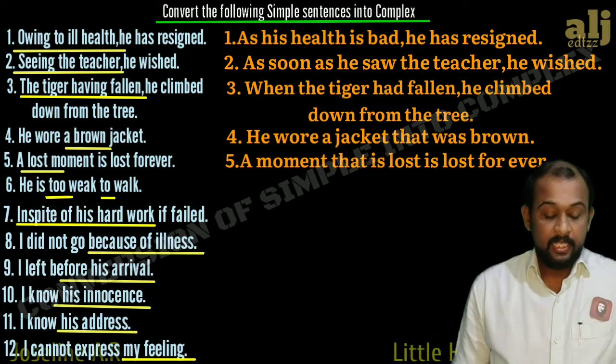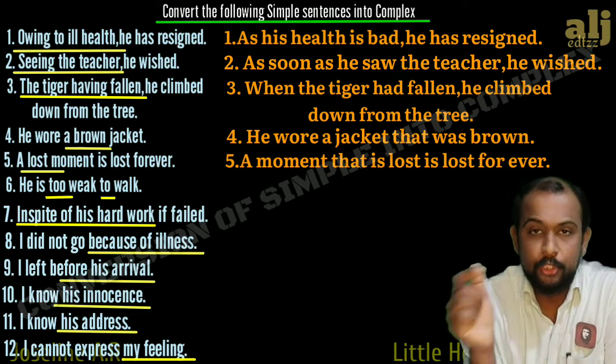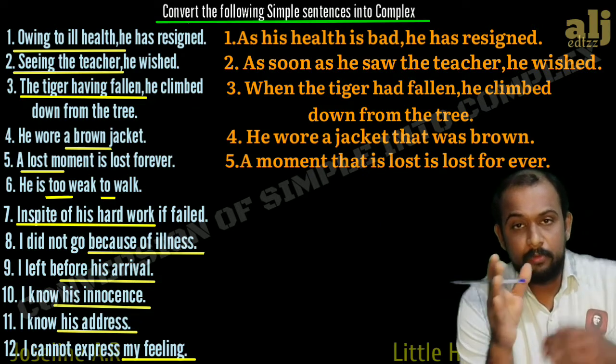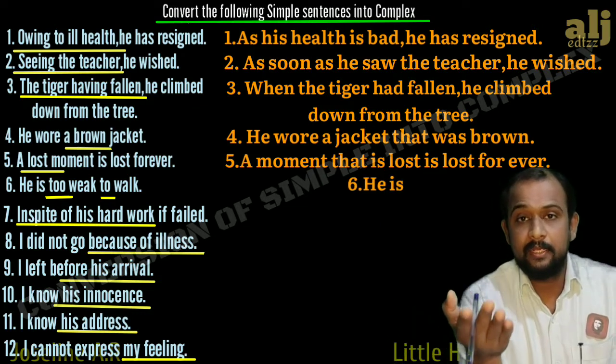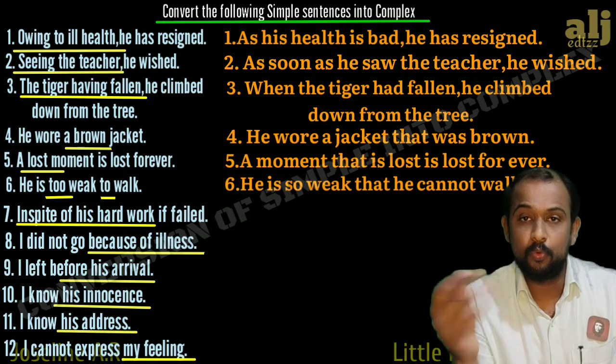Next. He is too weak to walk. When the sentence has too and to, when the simple sentence is in the form of too and to, it's very simple. He is so weak that he cannot walk. See, he is too weak to walk becomes he is so weak that he cannot walk.